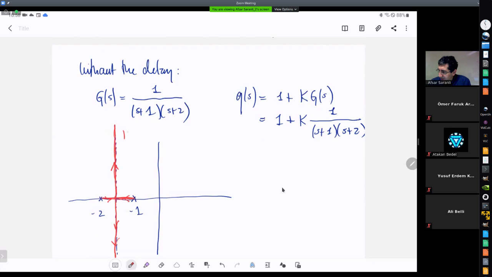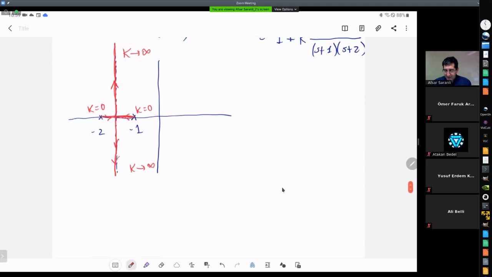So as k goes to infinity, we go along these branches, and for k equal to 0, we are at the open loop poles. Okay? Now what is interesting is what happens to this system in the presence of the time delay. Okay? So let's take a look at that.